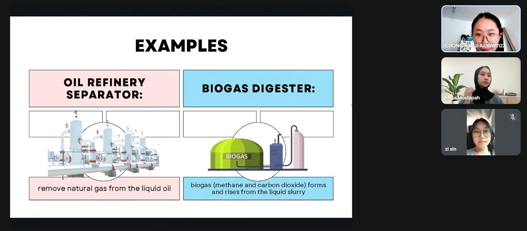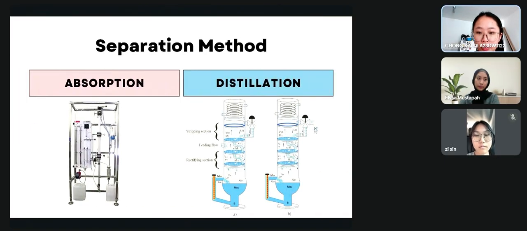For example, we have the oil refinery separation, which removes natural gas from the liquid oil, while inside a biogas digester, biogas forms and rises from the liquid slurry. There are two main separation methods. First is absorption and secondly distillation.